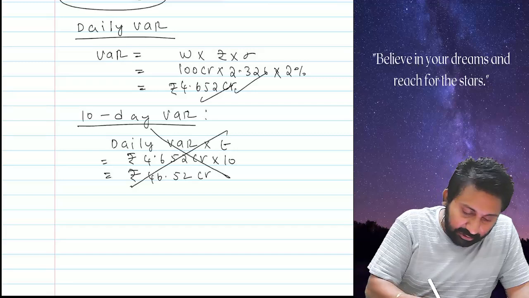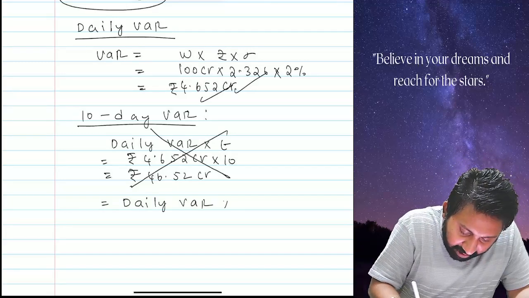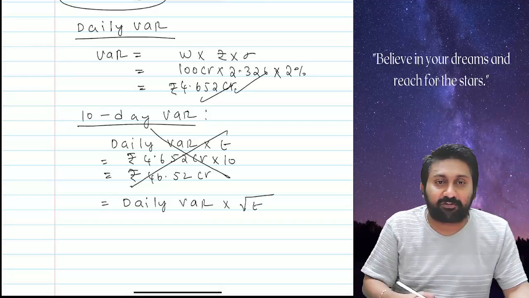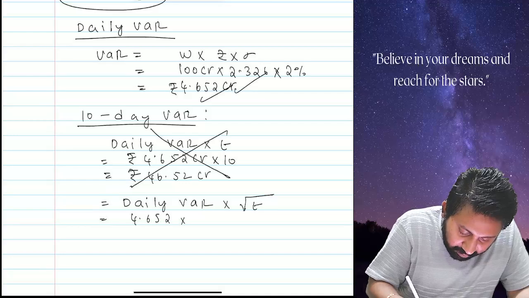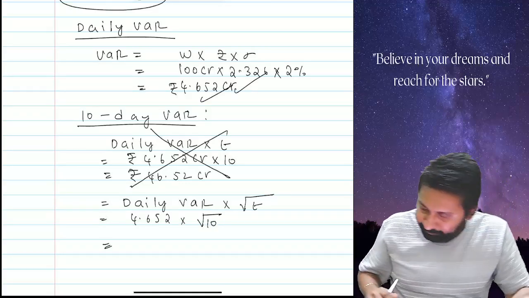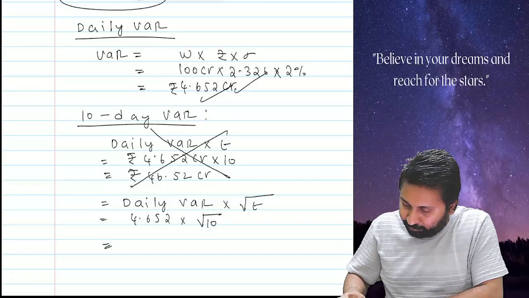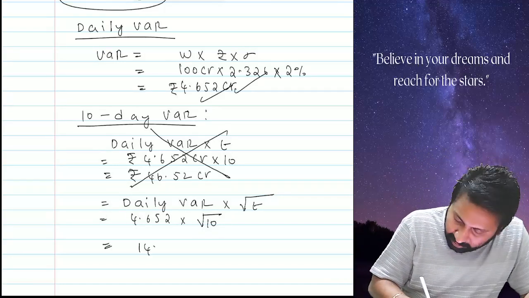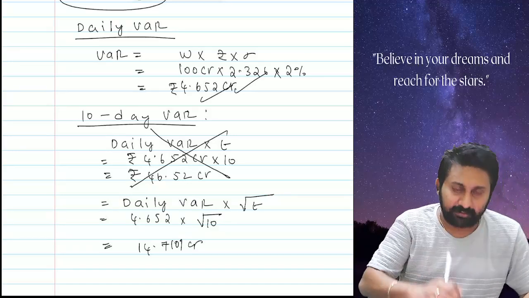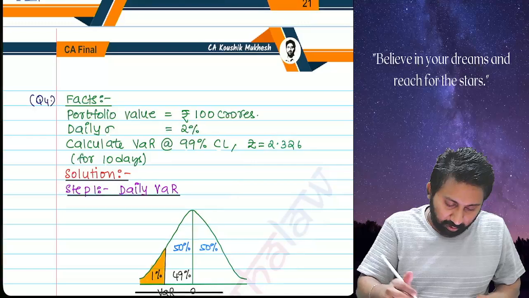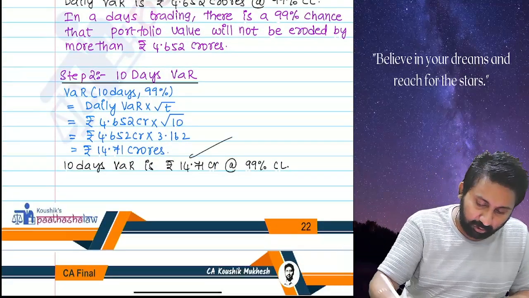Okay, here also the same. Daily VAR into, instead of T, use root T. What is the daily VAR? 4.652 into root of 10. Root 10 into 4.652. The answer is 14.7109 crores. That's it. I have rounded off to 2 digits.